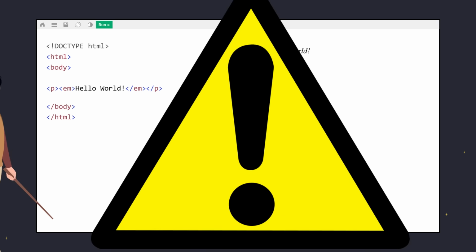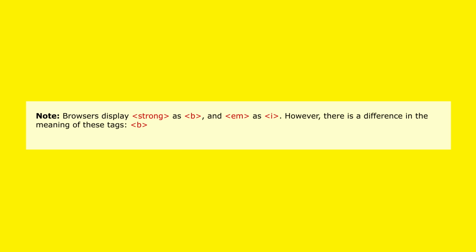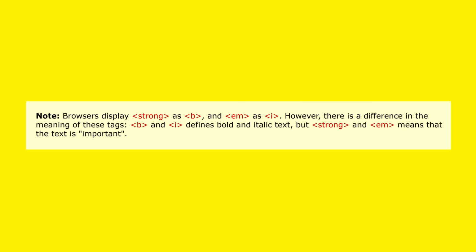One important thing to note is that browsers display strong as B and EM as I, but there's a difference in the meaning of these tags. B and I define bold and italic text, but strong and EM mean that the text is important as well.